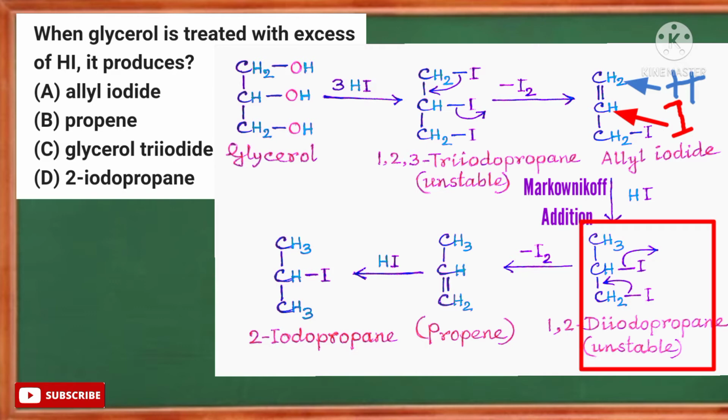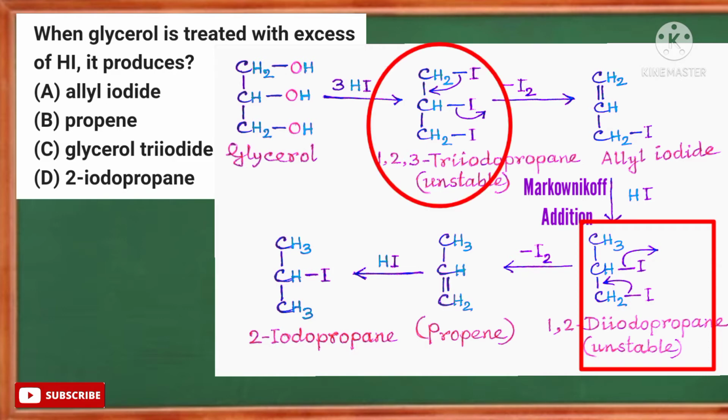And very interestingly, this compound is also unstable due to the same reason as we explained in the case of 1,2,3-triiodopropane. Look at the similarity here. Here, of course, 2 iodine atoms are present on 2 adjacent carbon atoms, and this molecule experiences some steric hindrance, and as a result, the 2 iodine atoms will leave the substrate to produce propene.